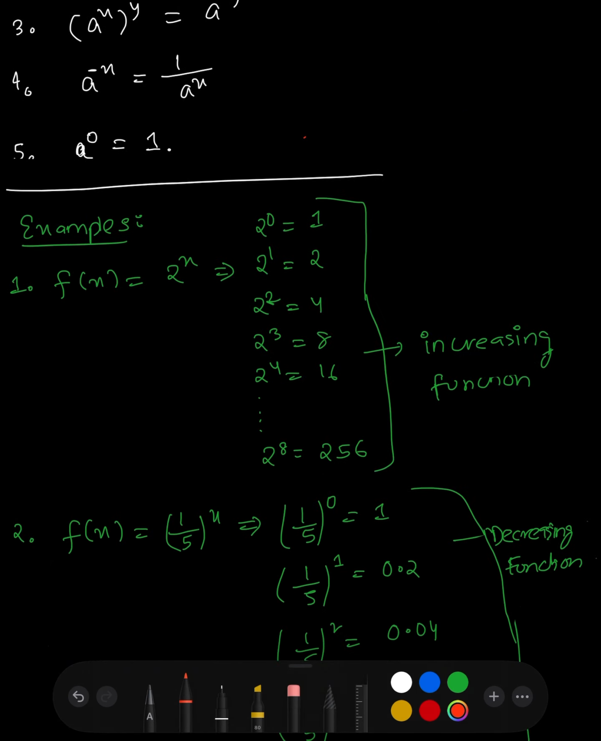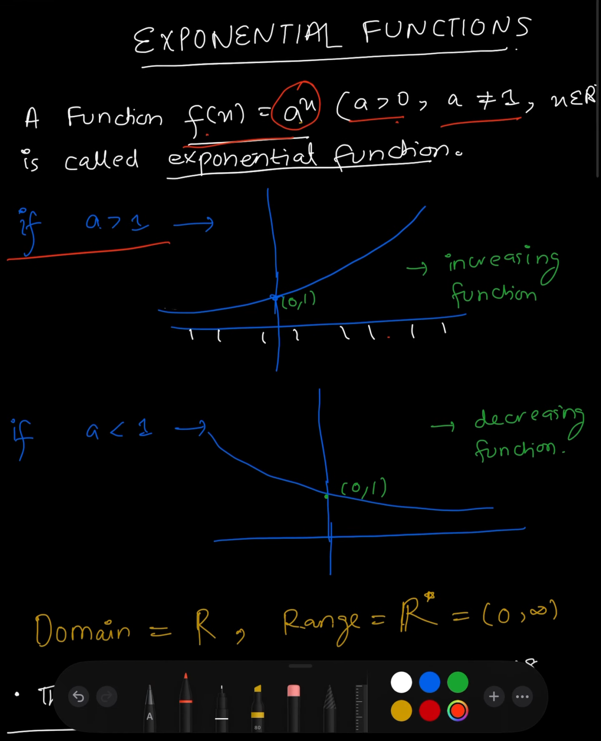Here a is 2, and 2 is greater than 1, so we look at 2 to the power x. If we keep increasing the value of x, such as 2 to the power 0, 2 to the power 1, 2 to the power 2, the function increases: 1, 2, 4, 8, 16, 256. It's increasing rapidly. So if a is greater than 1, the function is an increasing function. We can see the graph of the exponential function. If a is greater than 1, this is always a strictly increasing function.